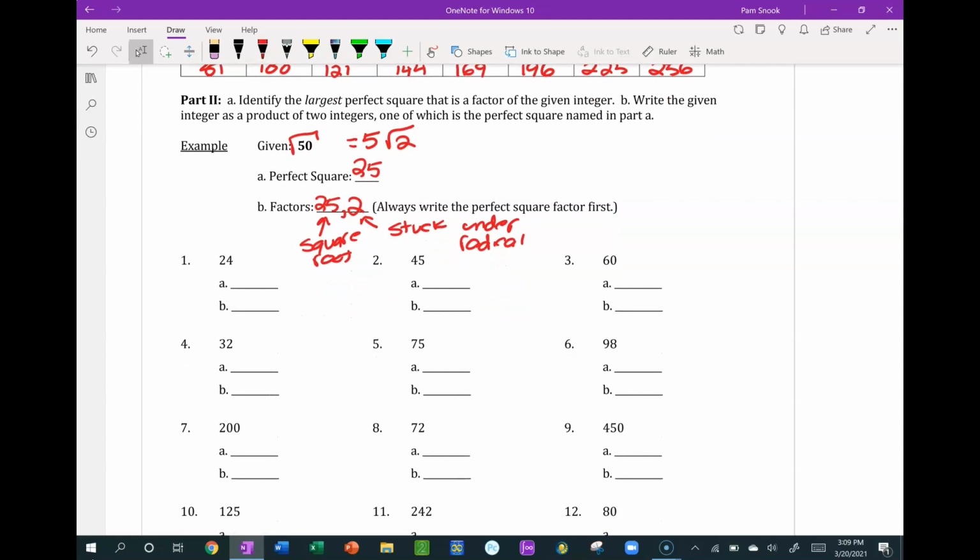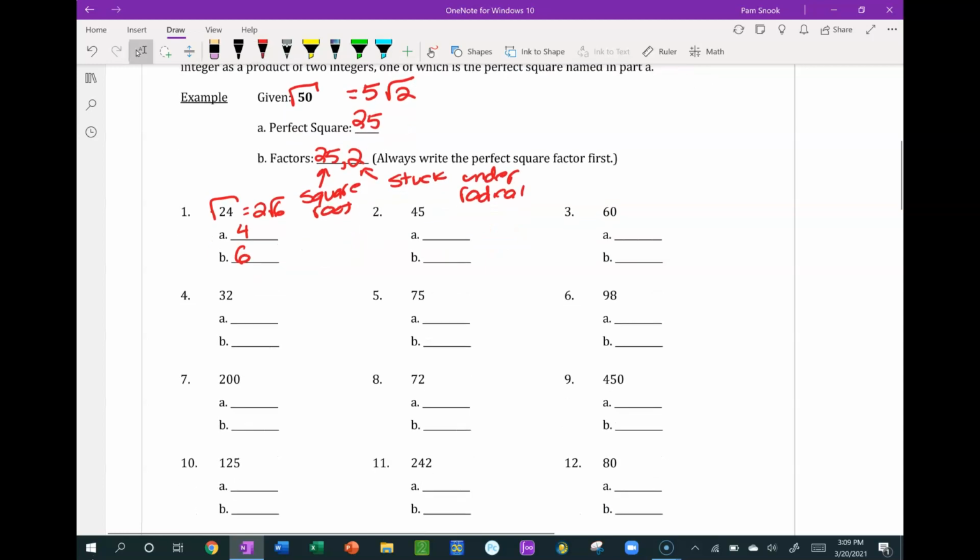I'm going to do a couple examples this way. Number one, 24. The largest perfect square is 4, and the other factor is 6. So when I do the square root of 24, I'm going to square root 4, which is 2, and 6 is stuck under the radical. Let's do 32. That one is 16 and 2. When I square root 32, I'm going to square root the 16. That gives me 4. The 2 is stuck under the radical, so I get 4 times the square root of 2.